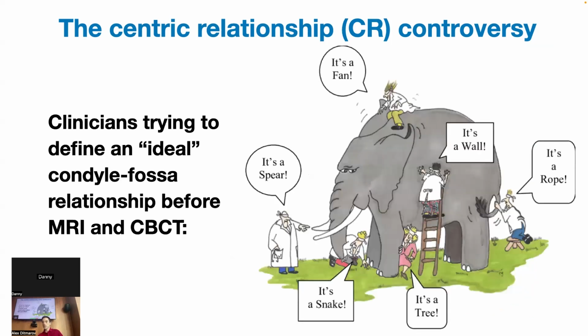So in other words, clinicians who are trying to figure out what the condyle-fossa relationship is are actually looking pretty much like the blind men trying to define what the elephant is with their eyes closed, right? One is touching the trunk and thinks that it's a snake, another is touching the body, thinks it's a wall, and so on and so forth. So it's kind of strange, right? They simply did not have a technology to look at the condyle before MRI and CBCT came about.